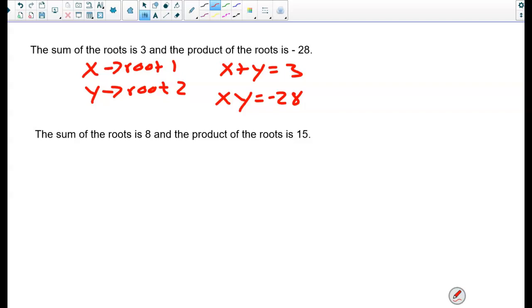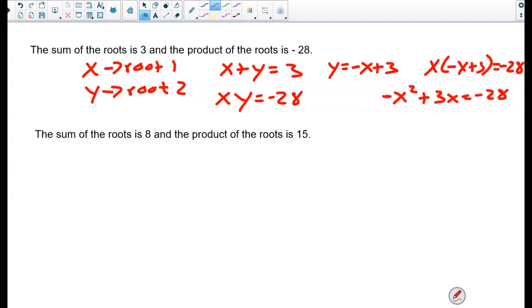We solve for y every single time. So y equals negative x plus 3. And I'm going to take this and plug it in for y. So x times negative x plus 3 equals negative 28. We distribute: negative x squared plus 3x equals negative 28. Get everything equal to 0 first. Negative x squared plus 3x plus 28 equals 0. And then I want to multiply through by a negative 1.